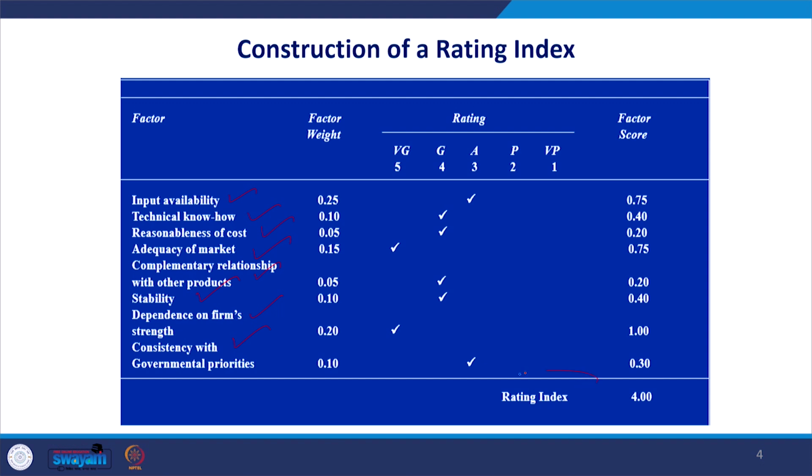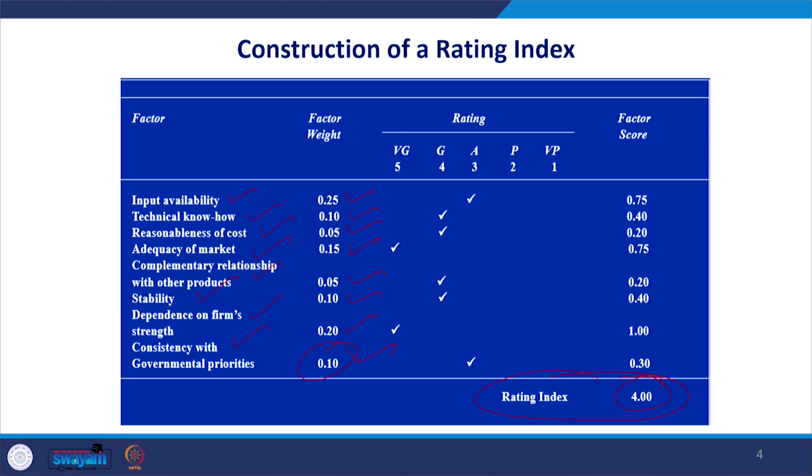Finally, the project rating, meaning the final index score, is here, and this score is basically 4. How have we got this? We have identified the factors that I discussed with you. Then we gave them a weight. When you give the weight, the total has to be 1; in any case, you work it out, it has to be 1. So, out of 1, how much importance do you want to give to input availability? We say 25%. Technical know-how available in the market? Yes, still it is important, 10%. Reasonableness of the cost is 5%. Then adequacy of the market is another important one, the second most important, 15%. Then complementary relationship is 5%, stability is 10%, dependence on the firm's strength is 20%, and government priorities is 10%. So, this is the factor weight we have given.